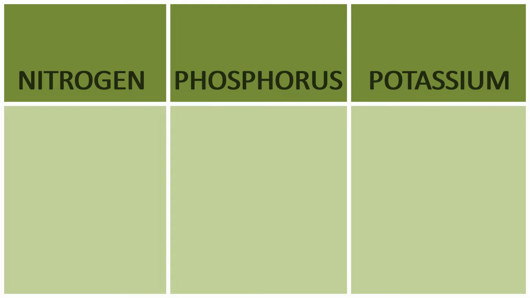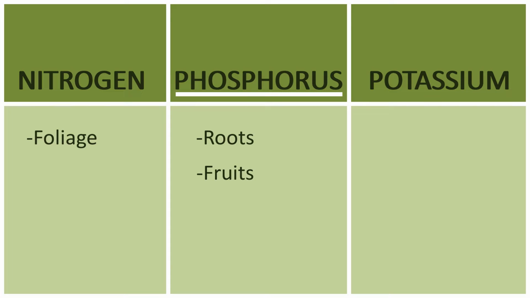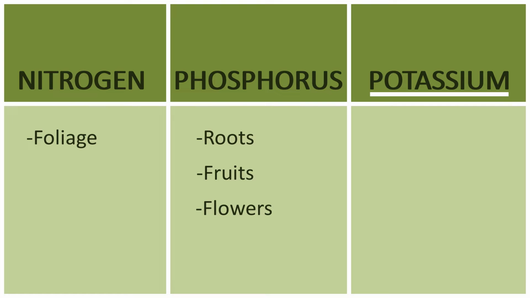Let's start with the first one, nitrogen. What does nitrogen do? Nitrogen helps with the foliage of the plant. It helps with the leaves. Phosphorus is important for healthy roots, fruits, and flowers. And K, potassium, is important for a lot of different things, but one of the things it does is disease prevention. Okay, so that's what all the macronutrients do.